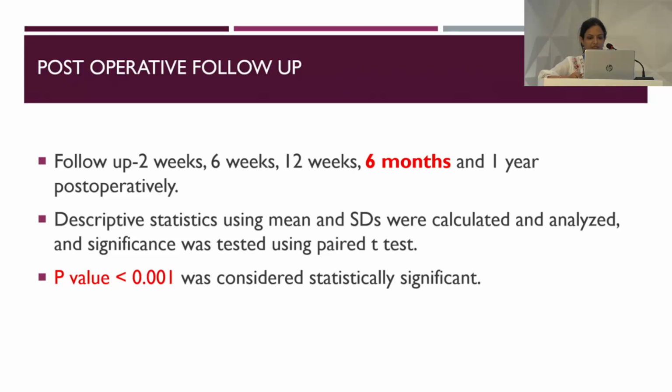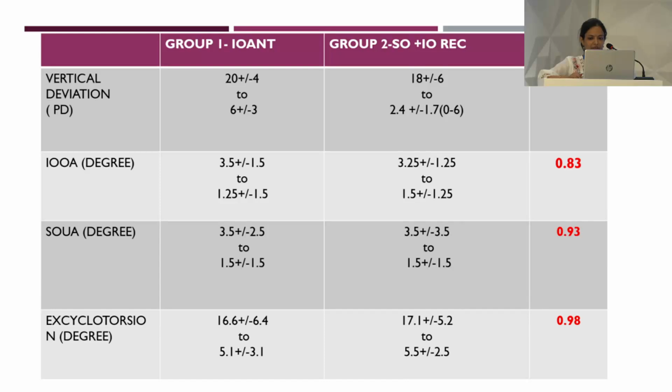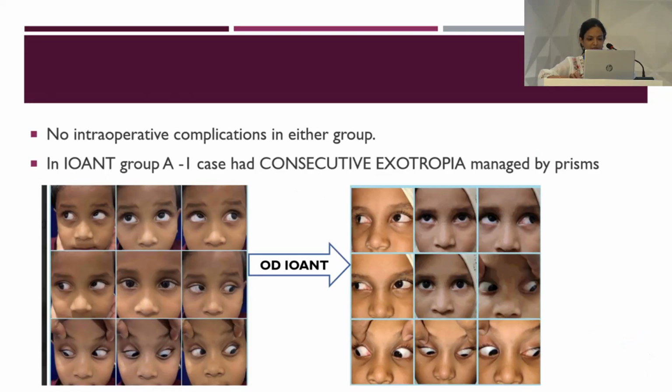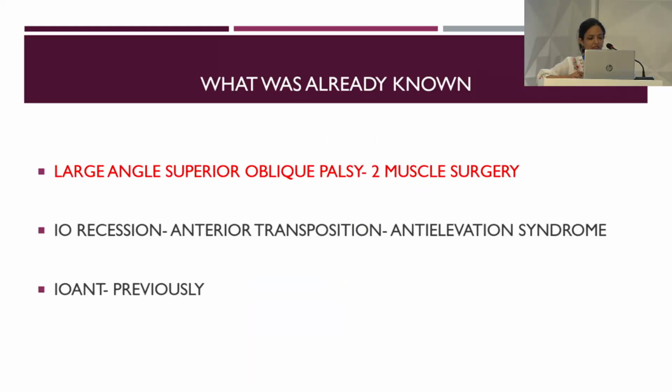We followed up the patients and statistical analysis was done at 6 months, and we found that vertical deviation, IO overaction, SO underaction, all were comparable in both the groups. The results were comparable. Yet what we found significant in the study is that the time required in IOANT was much less than the second group, as we are touching only one muscle in this group. About the complications, we had one patient with consecutive exotropia in the IOANT group. Maybe we placed the inferior oblique 3 mm nasal in this situation, which led to exotropia, which was taken care of by prism.